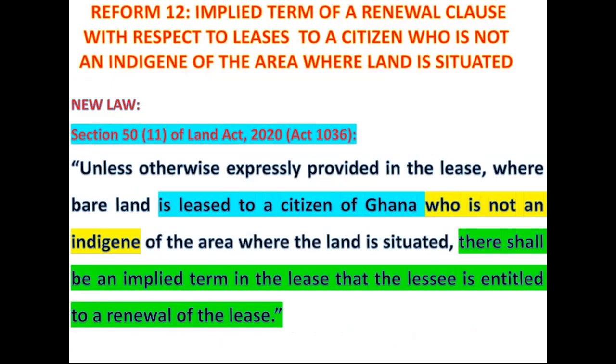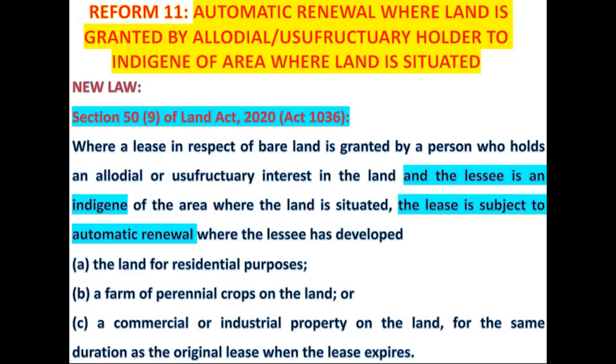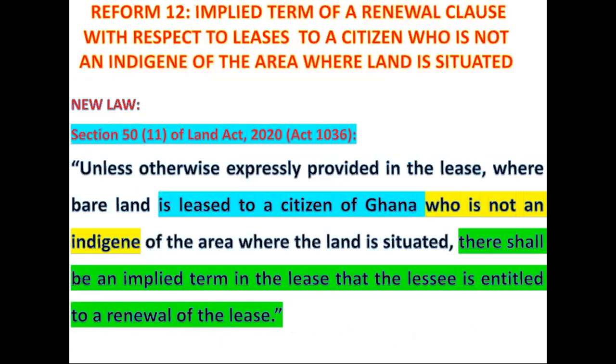So the first one I looked at was in relation to you acquiring the land from the holder of the allodial interest or the holder of the usufructuary interest, and you are granting it to an indigene. That's one, you have an automatic renewal. Section 50, Section 9 of the Land Act. But there's also a grant to a citizen who is not an indigene. And that one, the law treats it differently. If you look at Section 50, Section 11, this is what it says.